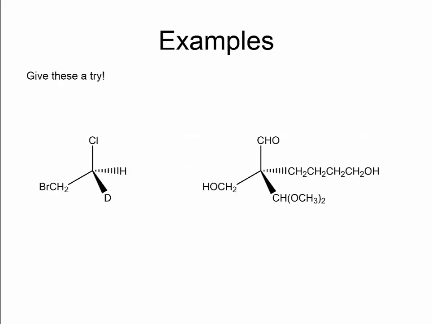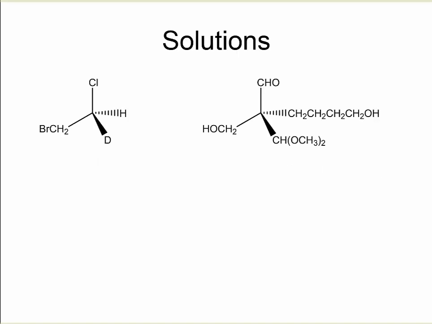Let's give a few examples a try. I encourage you to rank the priorities of the groups attached to the stereocenters in these 2 molecules. Pause the video, write out your answer, and then take a look at the next screen. Okay, time to look at the solutions. For the molecule on the left, I'm simply comparing a chlorine to a hydrogen to a deuterium to a carbon. Chlorine is highest, carbon is second, deuterium is third, hydrogen is fourth.